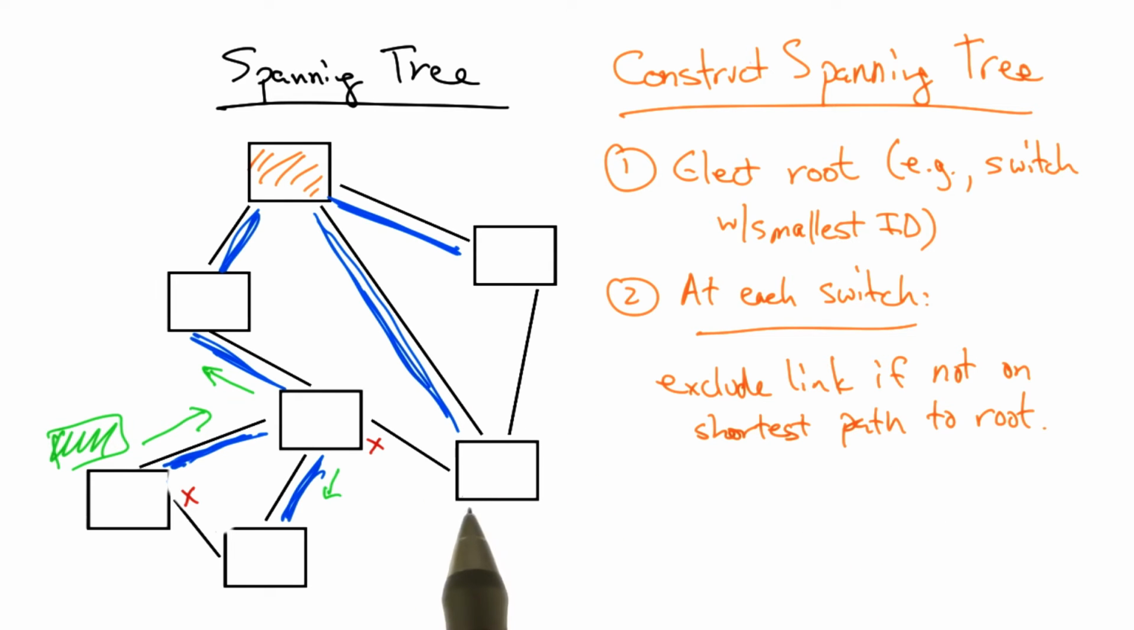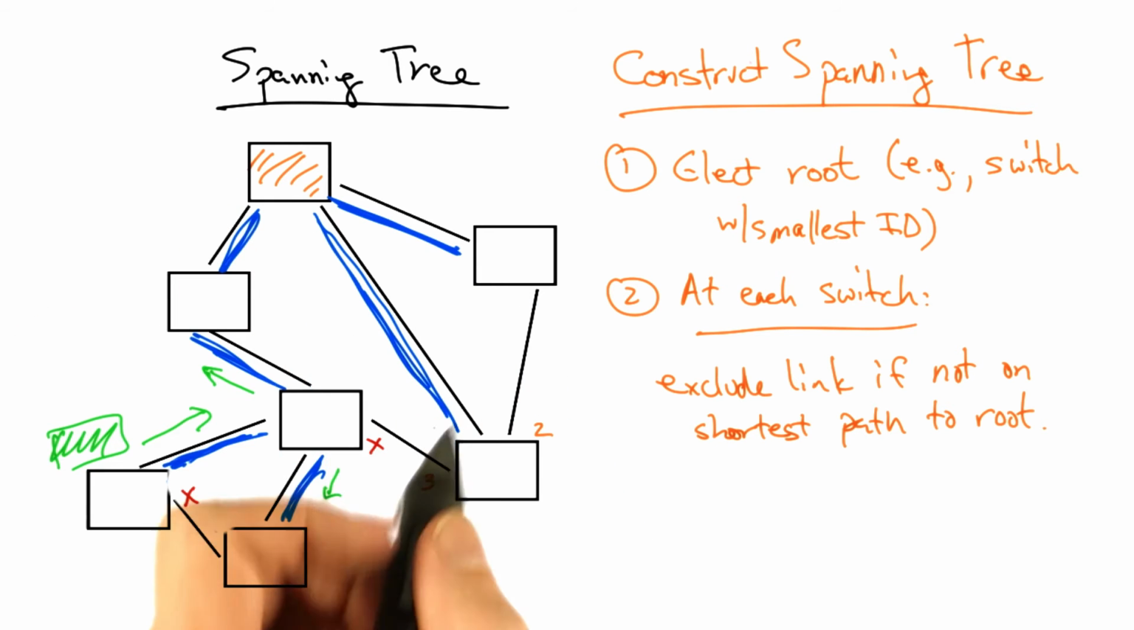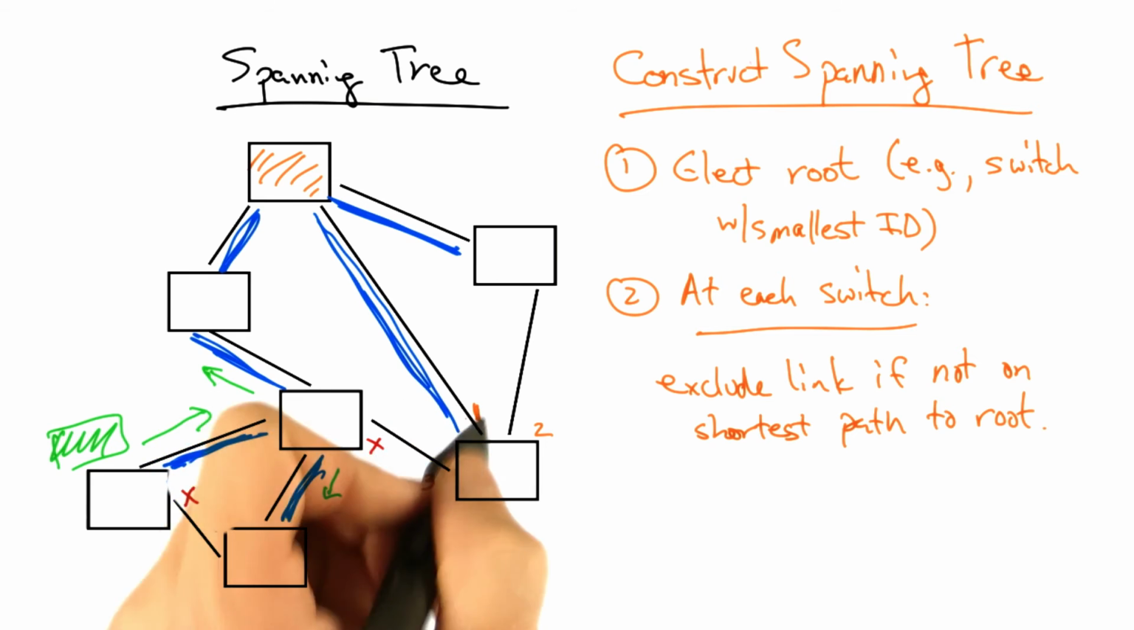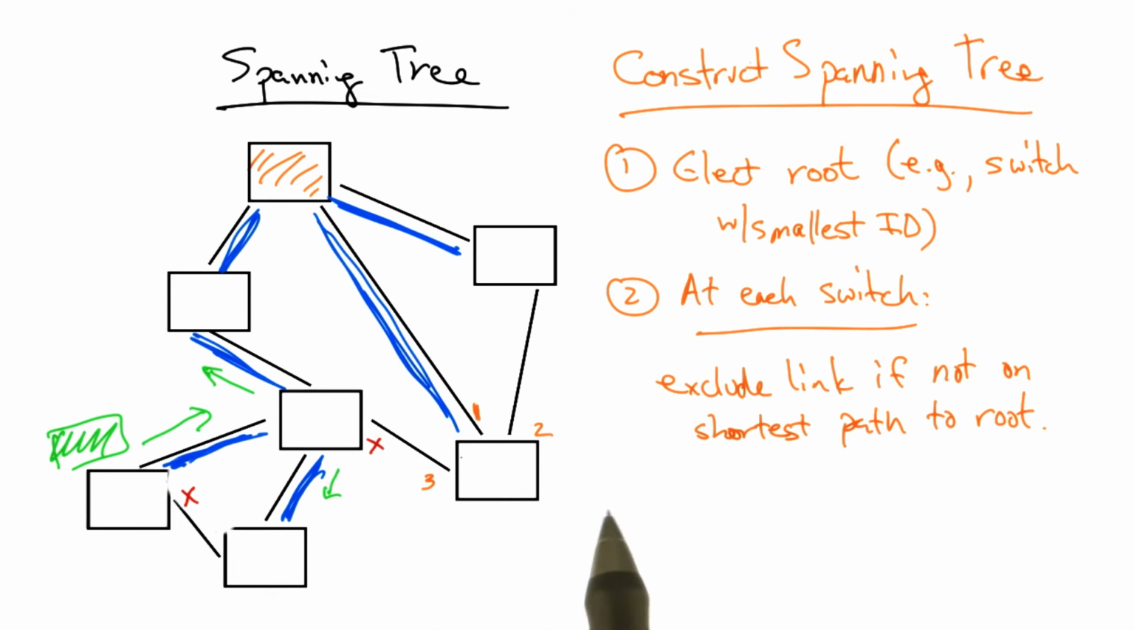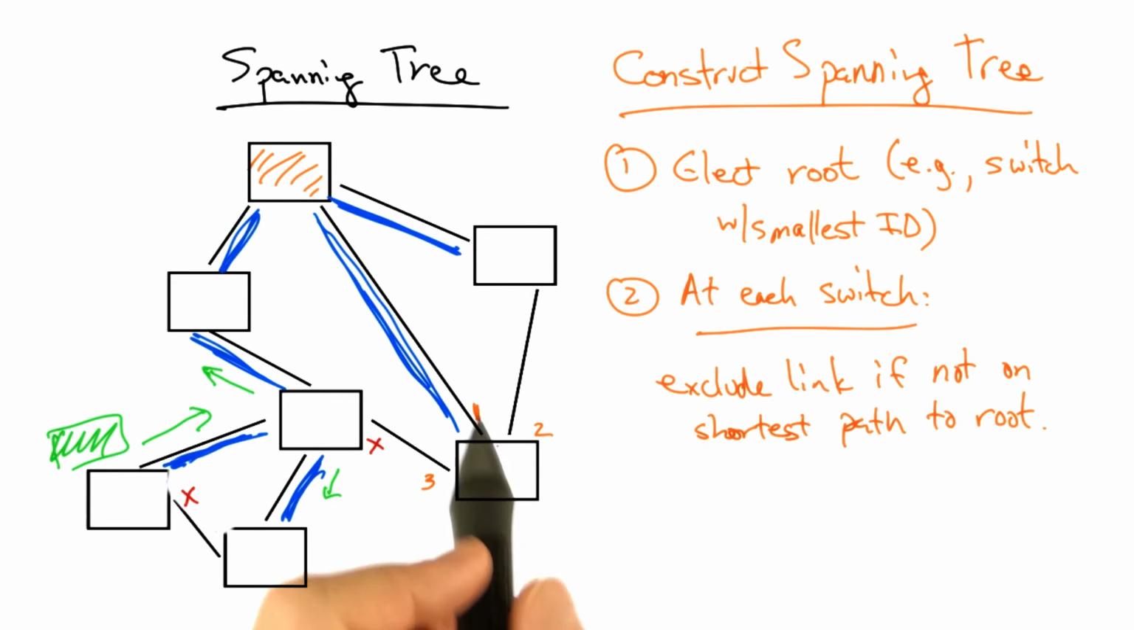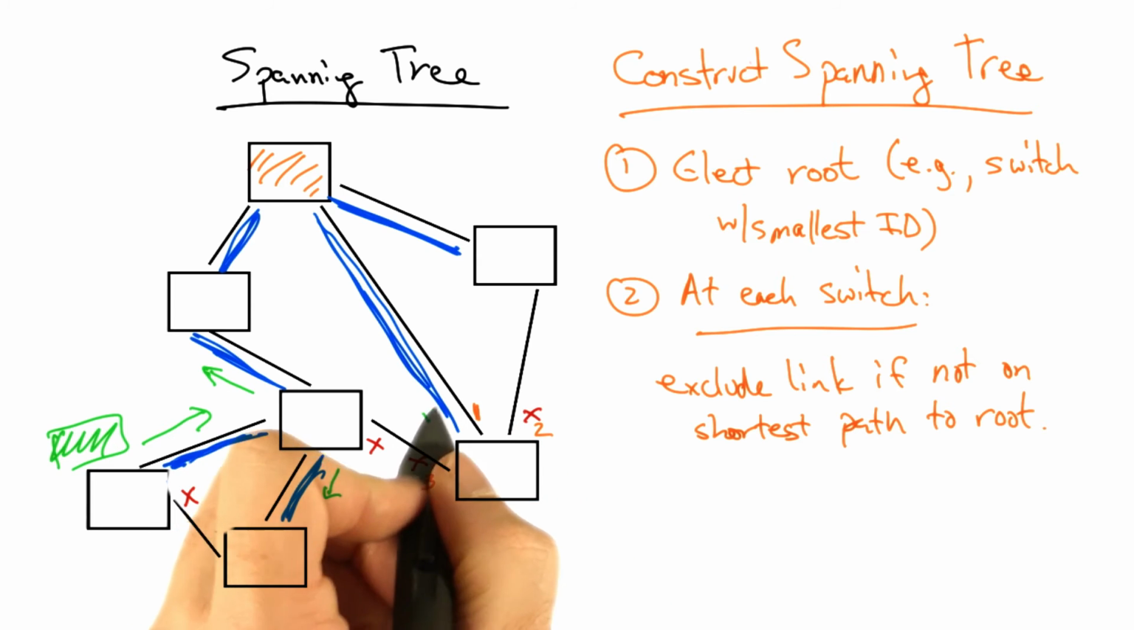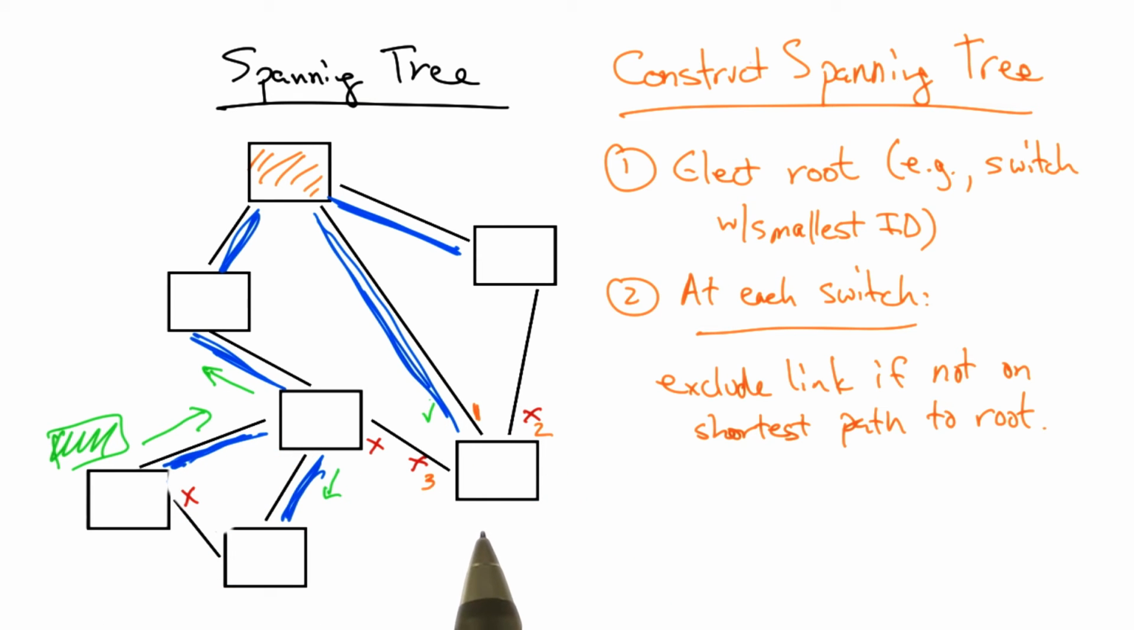For example, let's consider the switch in the lower right. It has 3 links. This link takes it on a path that's 3 hops from the root. This link takes it on a path that's 2 hops to the root. And this link takes it on a path that's 1 hop to the root. Any link that's not on a shortest path to the root is excluded, and any link that's on a shortest path to the root is included.